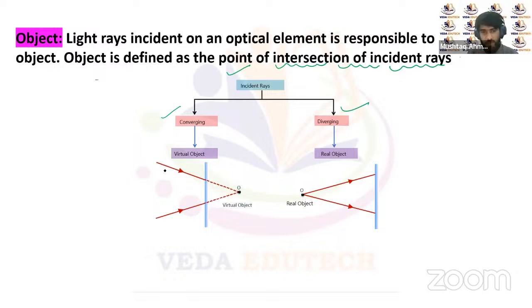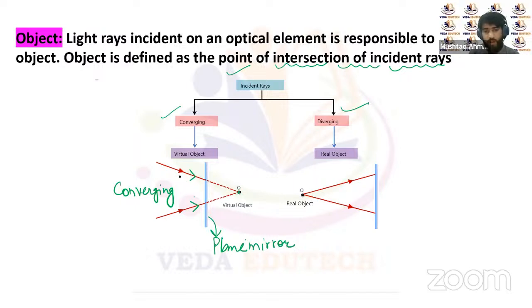Now you can see here, this is the converging incident ray on this optical element. Let's suppose this optical element is a plane mirror here, right? Now you can see these incident rays of light are converging. So these incident rays of light will intersect each other at this point virtually, right?